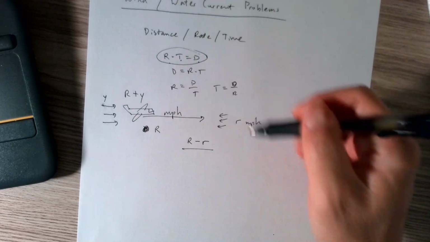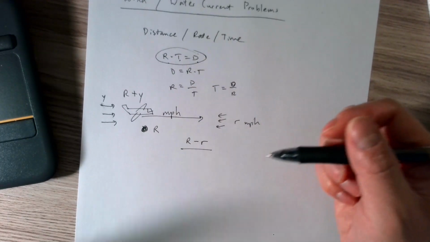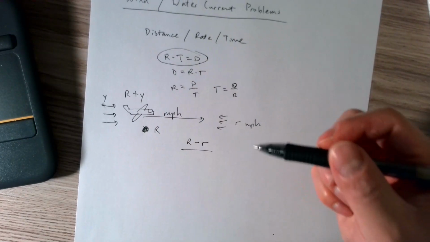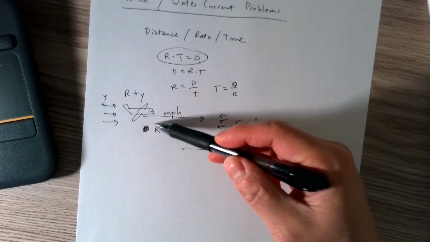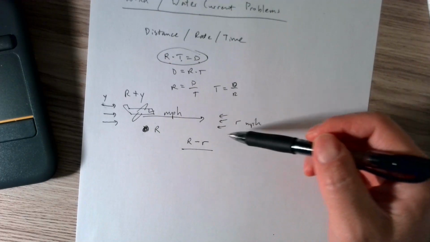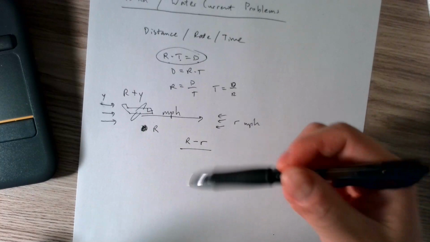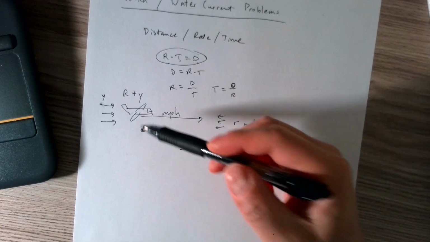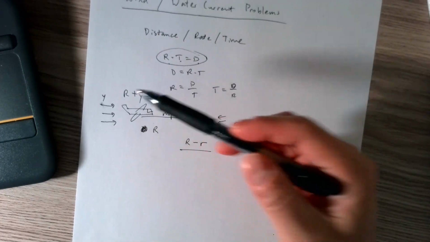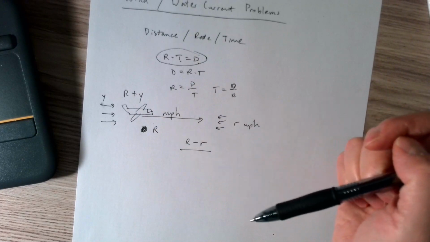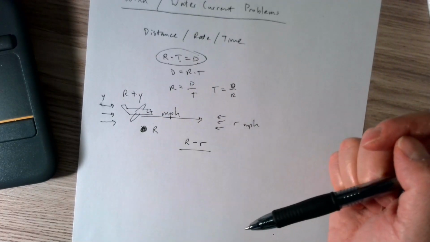Okay? In real life, in the science of physics, it's not that simple. You don't just take the speed of the plane and subtract the speed of the wind and get the overall speed. There are other factors involved. And same for R plus y. It's not that simple, but at our level, it is going to be that simple.